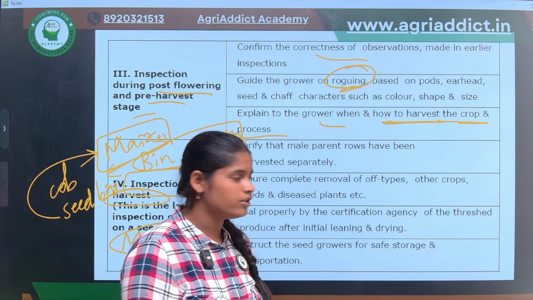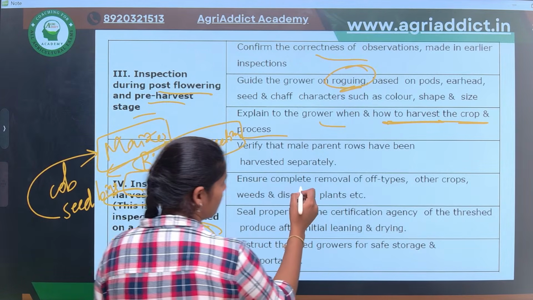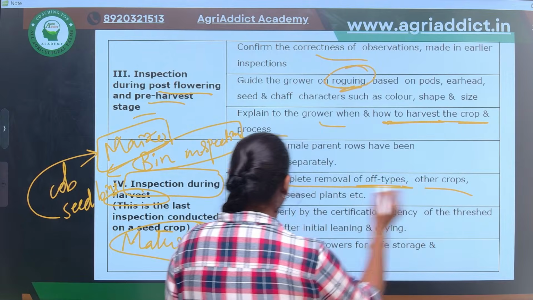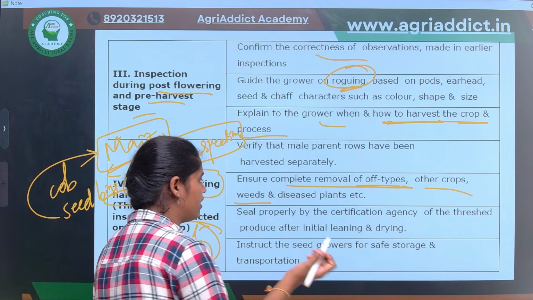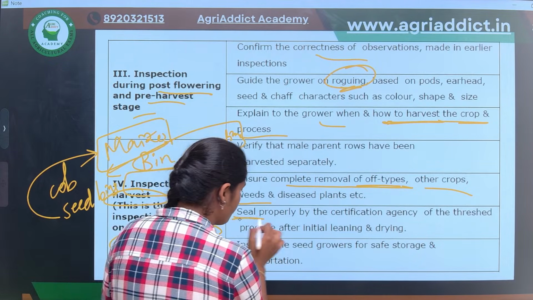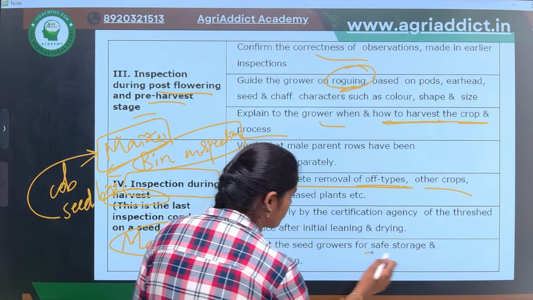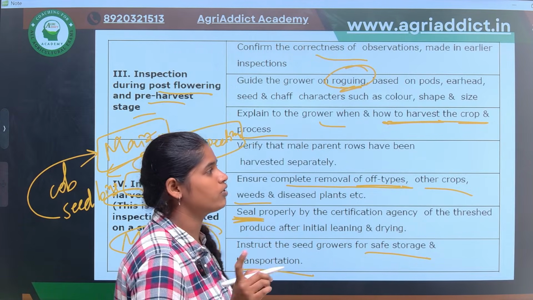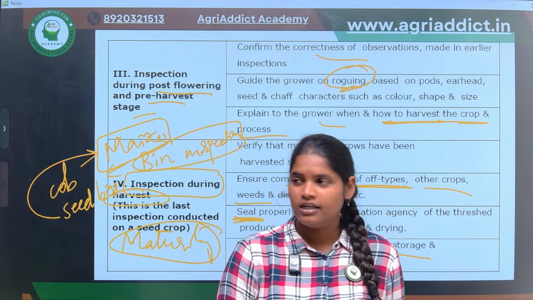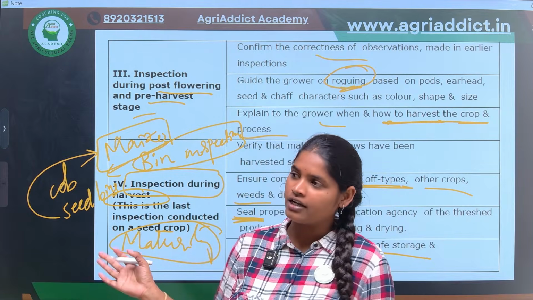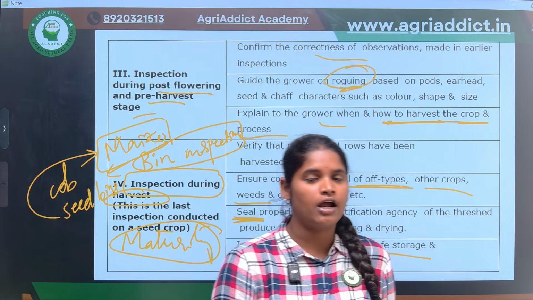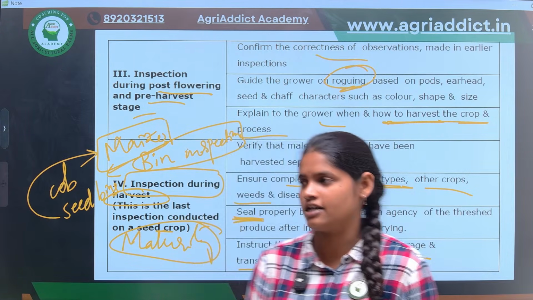At the end, what they have to check? They will check complete removal of off types, other crops, weeds and all, and they will check for the seed. They also instruct the growers for the storage and transportation. In general, I'm telling these are the different stages of field inspection and what are the different sources they are checking.